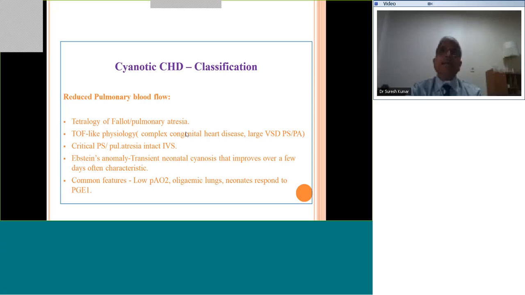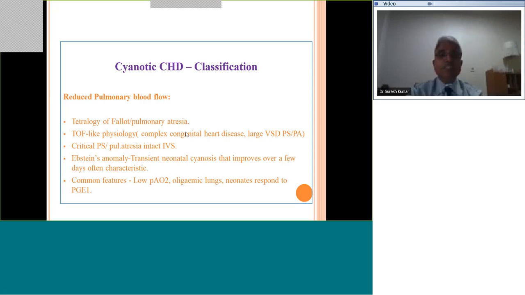Ebstein's anomaly can cause cyanosis in the newborn because there is a functional pulmonary atresia. The very hypoplastic right ventricle is unable to pump into the pulmonary artery against the neonatal pulmonary vascular resistance. So in the first few days in Ebstein's anomaly, it's not uncommon to find cyanosis, and in some children, it can be very severe to warrant prostaglandin. But over a few days, at times requiring ventilation with prostaglandin, this settles.